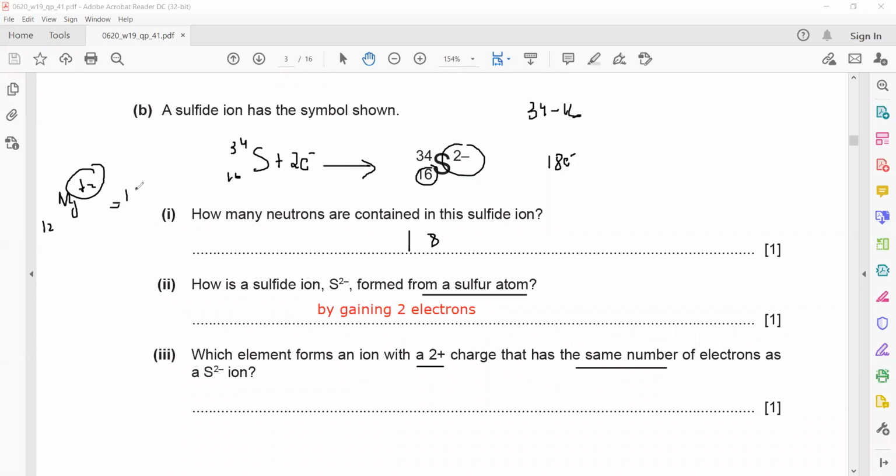Calcium forms an ion with a charge 2 plus and it belongs to group 2, and it has the same number of electrons as sulfide ion, which is minus 2.